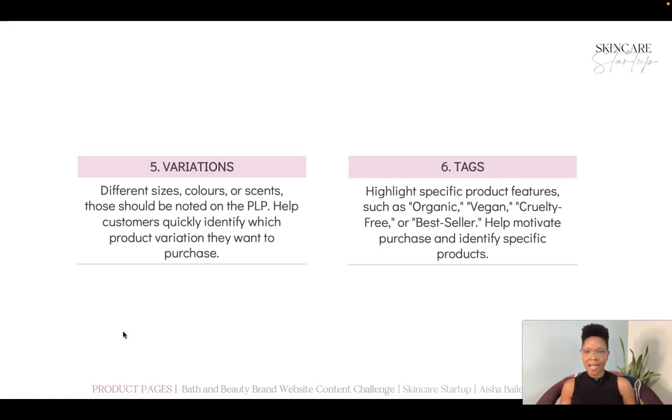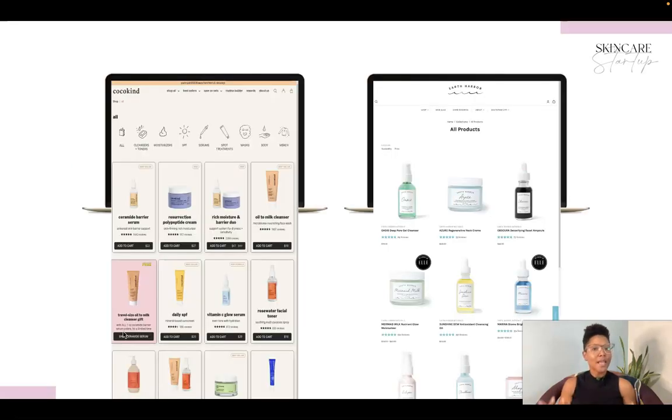And then if there are special tags, special features and characteristics that would also help motivate purchase or might help the buyer to identify specific products, you need to also include those. So bestsellers, organic, cruelty-free, award-winning, these kinds of special tags can help to incentivize or encourage purchase as well. So these are the 6 key elements that I believe are important and useful for having on your product listing page. Here are some examples.